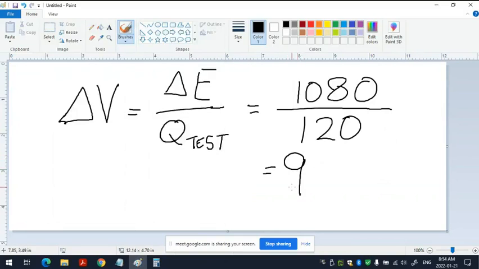Nine what? Unit. Volt. Delta V equals delta E over Q charge or Q test.